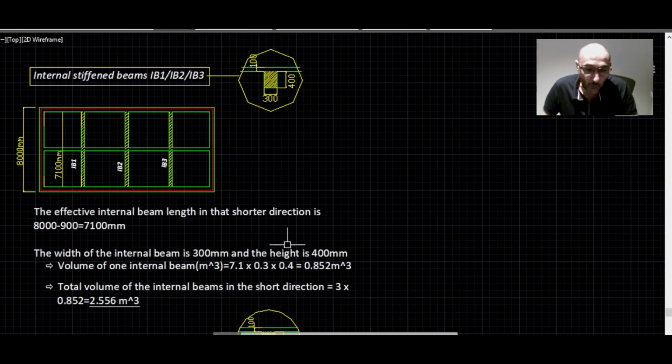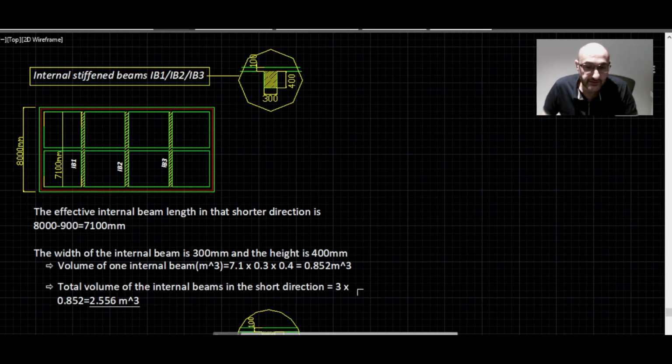Therefore, one internal beam in that shorter direction is 7.1 times 0.3 times 0.4, and that will be 0.852 meter cubed. The total volume of the three beams will be 3 times 0.852, and that will give us 2.556 meter cubed.